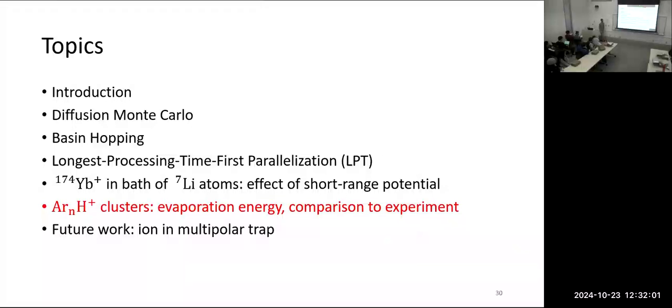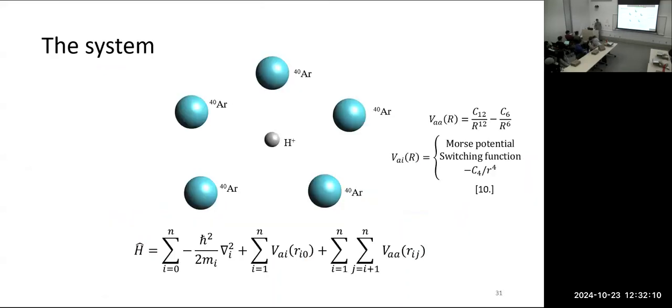So now I'll talk to you about a very similar system, which is a protonated argon cluster. A protonated argon cluster is mathematically rather similar to the ytterbium-lithium case. All I did was change the ion, change the atom, and there are new interactions between them. In this case, the ion is very light. It's a proton, and the atoms are much heavier than this proton.